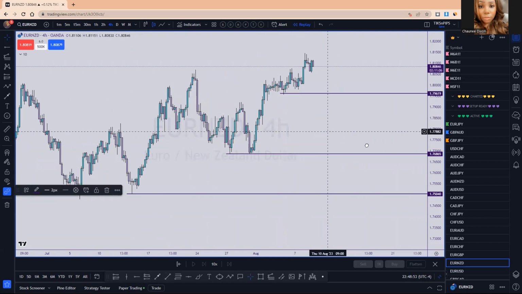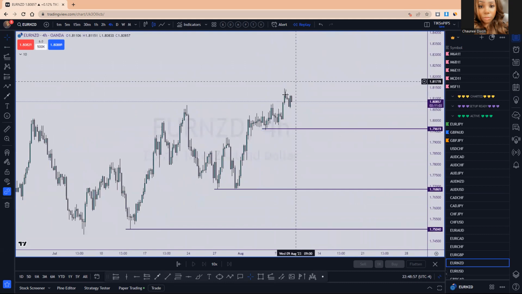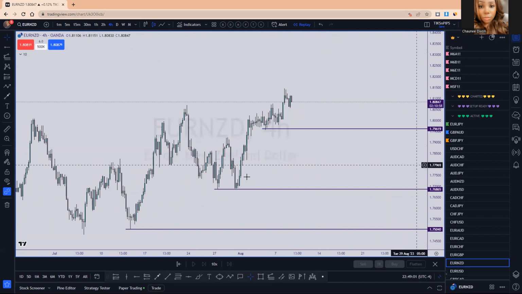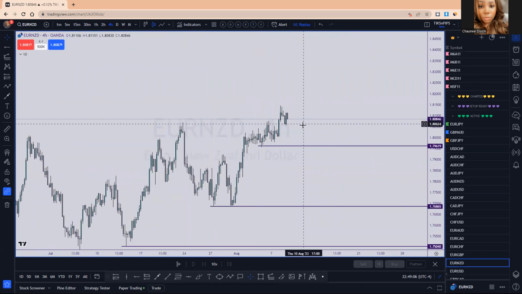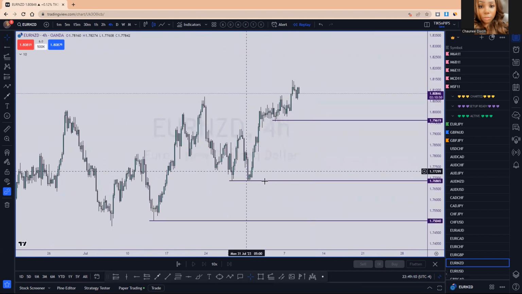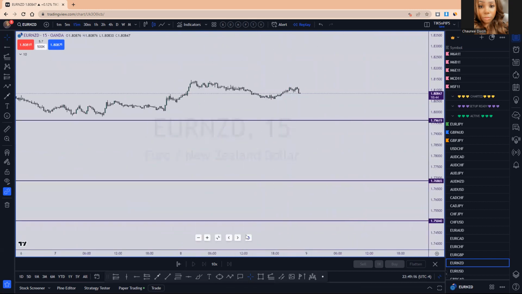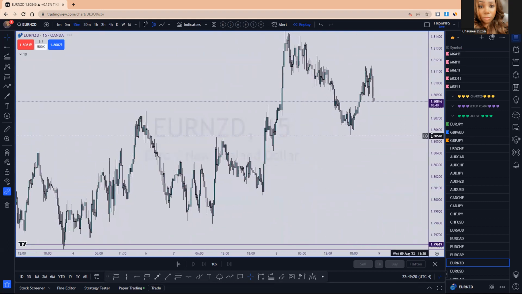I'll just put this one here. We see it's still moving up. I don't see a retracement yet. It did pass this high already, so I'll keep note of that. And then I'll go down to the 15 automatically and look at my microstructure.